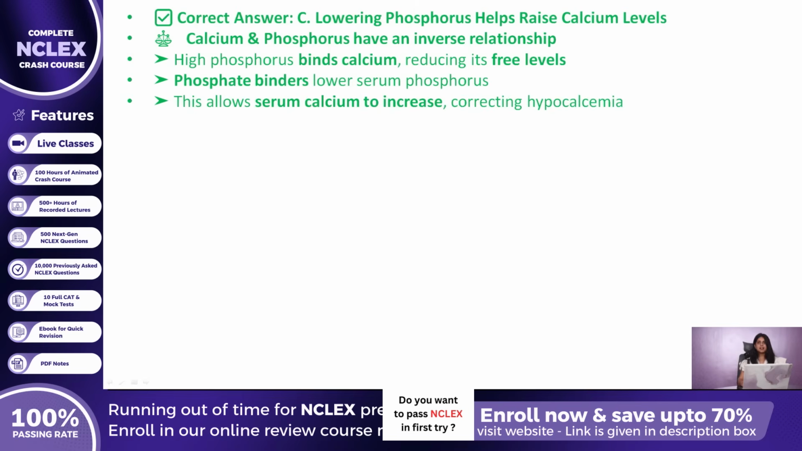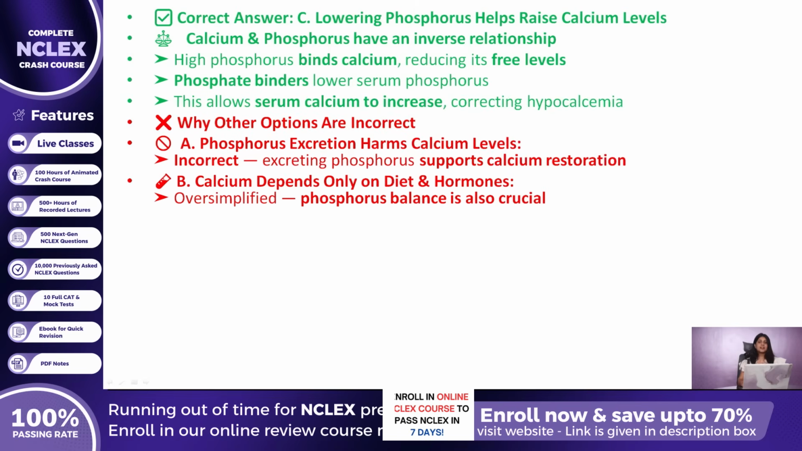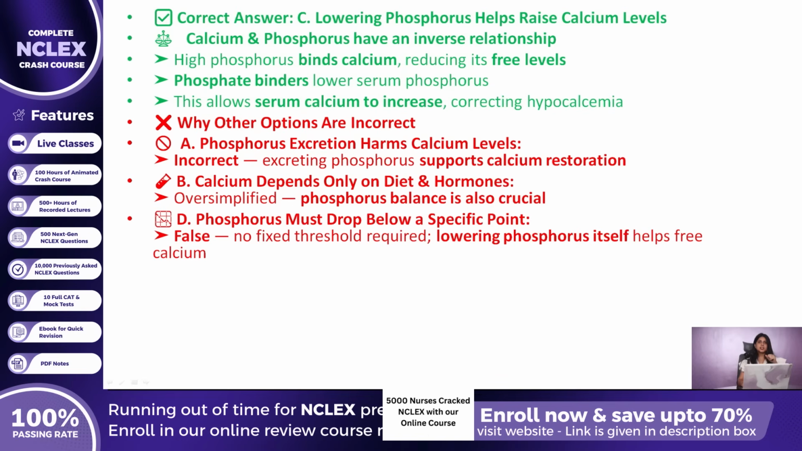Option A is incorrect. Excreting phosphorus helps, not harms. Option B oversimplifies calcium regulation. And option D falsely implies a set phosphorus threshold is needed for calcium to rise. Managing phosphorus is key in restoring calcium balance, especially in kidney disease.